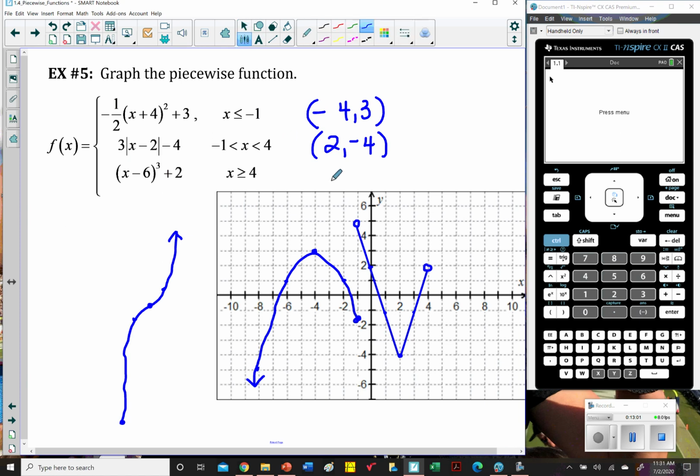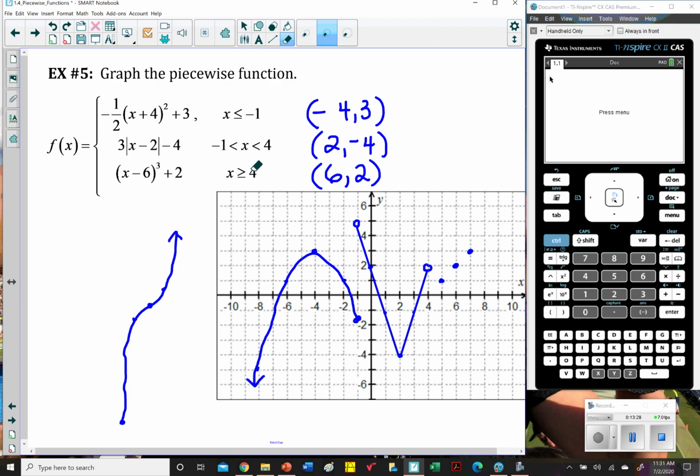Then the third branch, the vertex, or the starting place in this case, since it's a cubic, it's going to be serpentine, and we're going to start at the point 6, 2. And you know, when the a value is 1, we would have a point at 7, 3, and 5, 1, and it's going to curve around there, low on the left and high on the right.